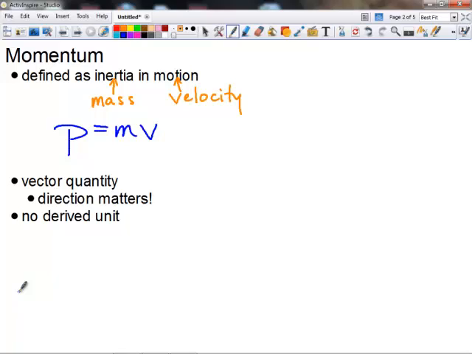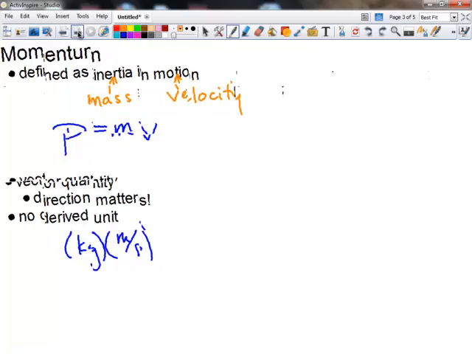There's no derived unit for momentum. So our mass we measure in kilograms, our velocity we measure in meters per second. And so kilograms, meters per second is your unit for momentum. Nothing exciting there. No joules, no newtons, just kilograms, meters per second.